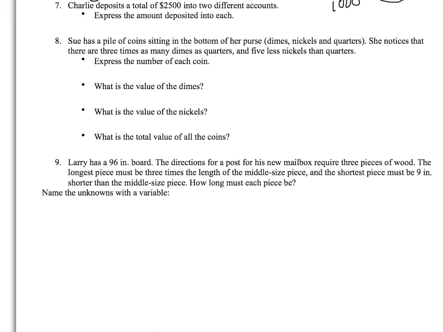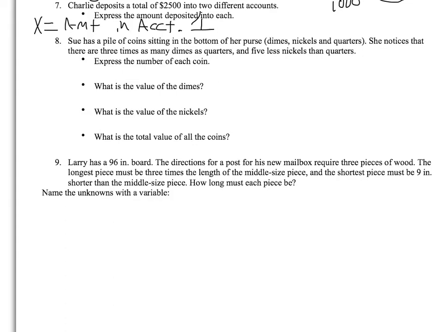Okay, so now we're going to talk about Charlie and his deposits. Now, Charlie deposits $2,500 in two different accounts. How much does he have in each account? Now, we don't know how much he put in the first account, so we just need to let that be a variable. So let's say X is amount in account, and I'm using a little shorthand, 1.